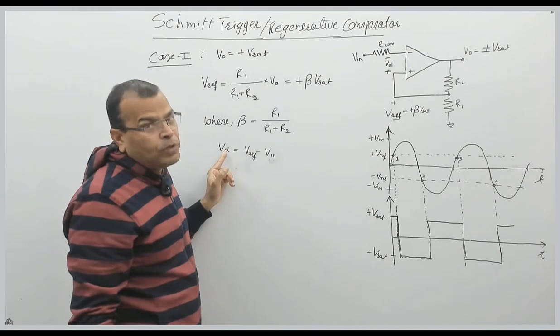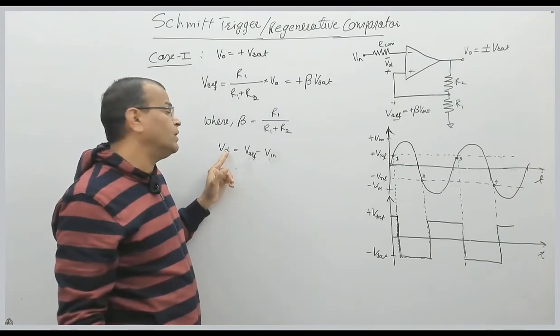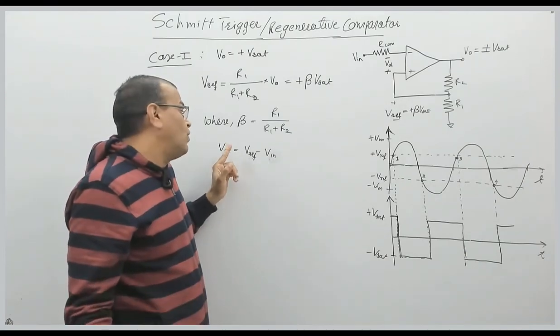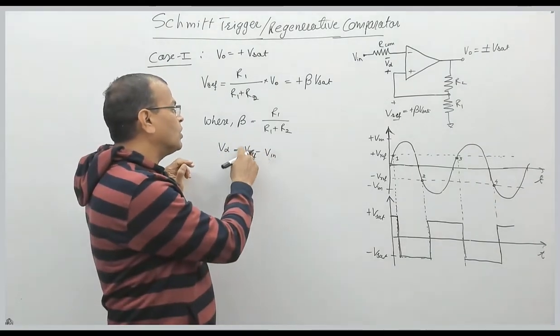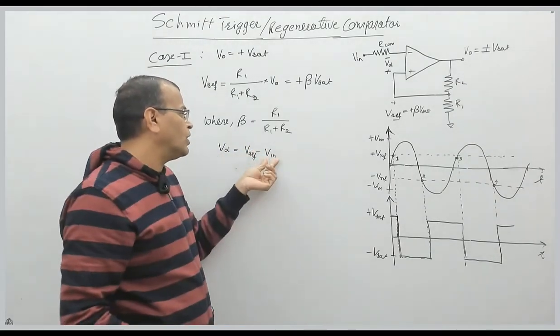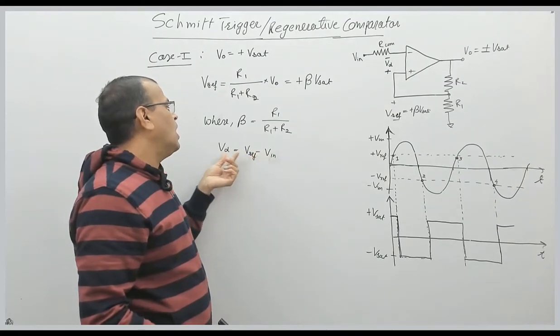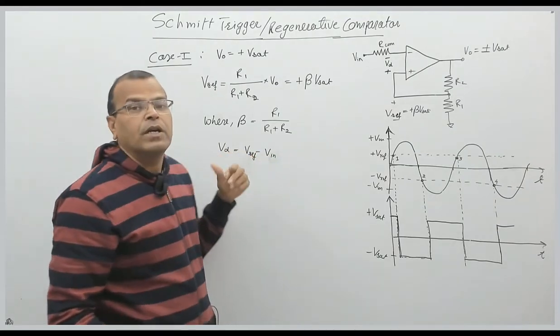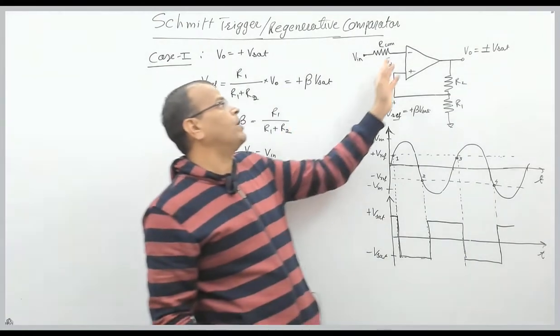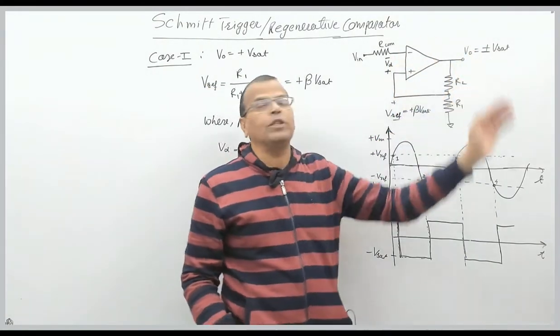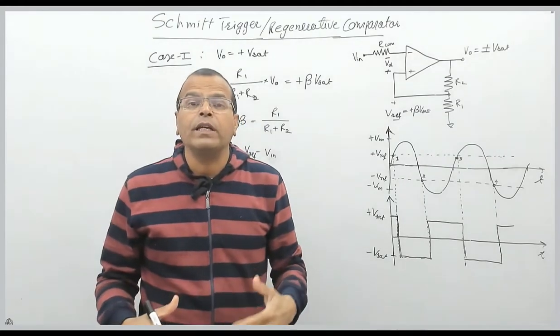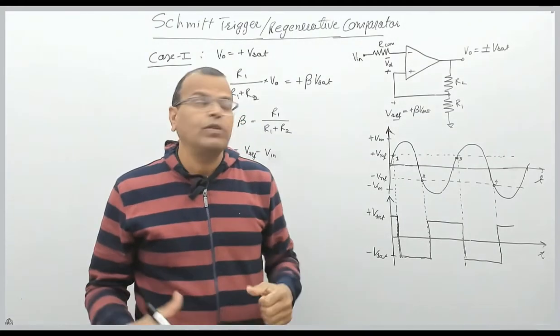When Vd is positive, output is positive. When Vd is negative, output is negative. So when input voltage becomes more than reference voltage, when this voltage becomes more than this, your Vd is negative. And the moment Vd becomes negative, output is negative. The moment Vd is positive, output is positive. Then how do we say it is plus V set?